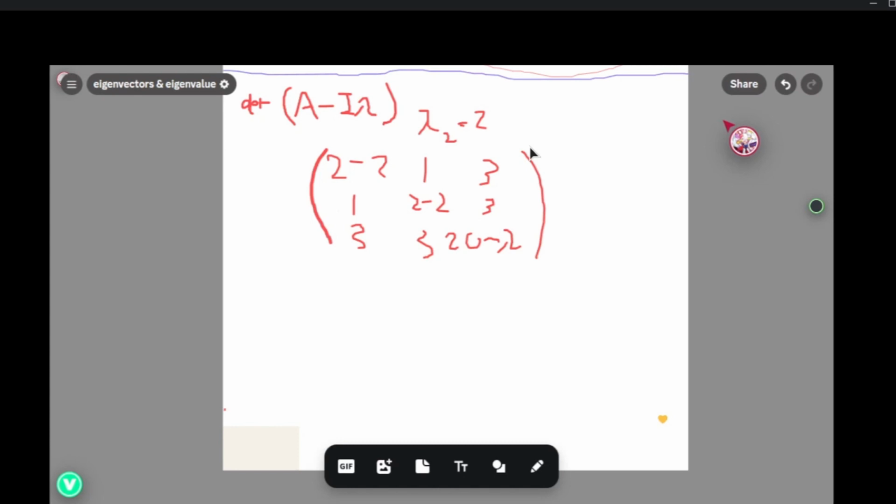But essentially, I'm going to put this into another one now. So this would be 0, 1, 3. And this would be the first element of the vector. 1, 0, 3. Second element. And then 3, 3. It's 20 minus lambda, so that's 18. You can complete it.